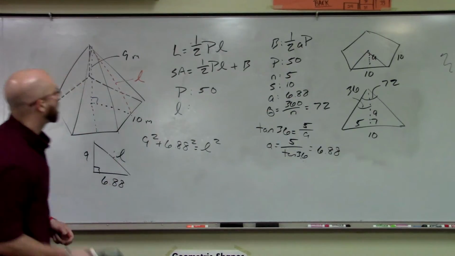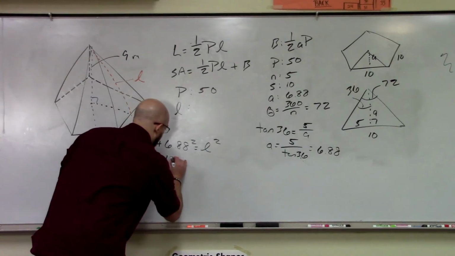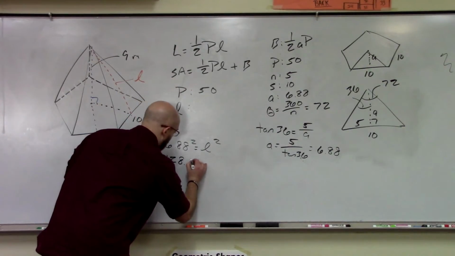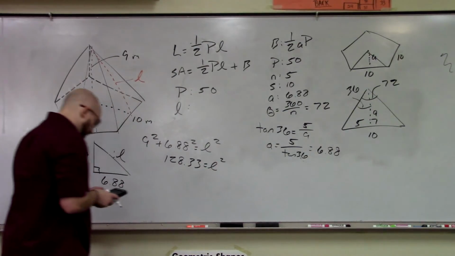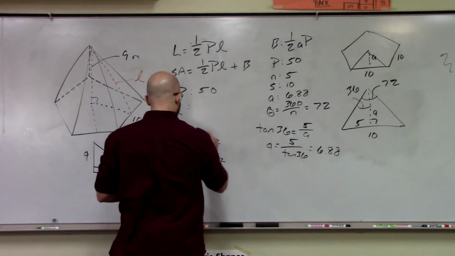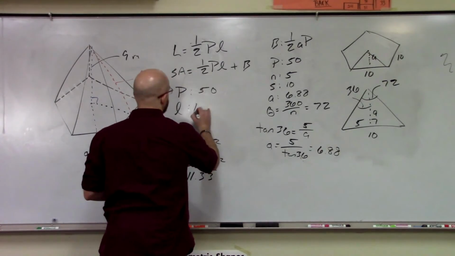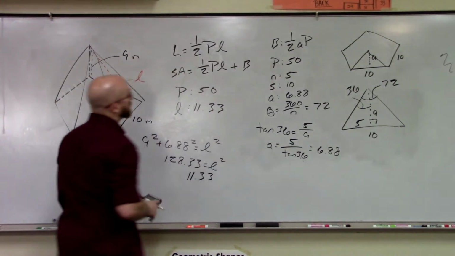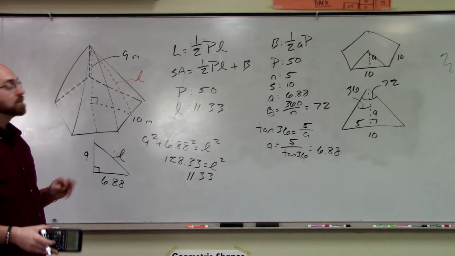So 9 squared plus 6.88 squared, we get 128.33. Take the square root of that, and I get L equals 11.33. Man, we did a lot of work. We still haven't got an answer yet, but we're close.